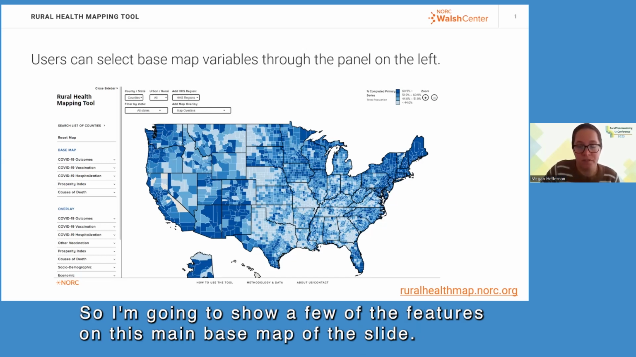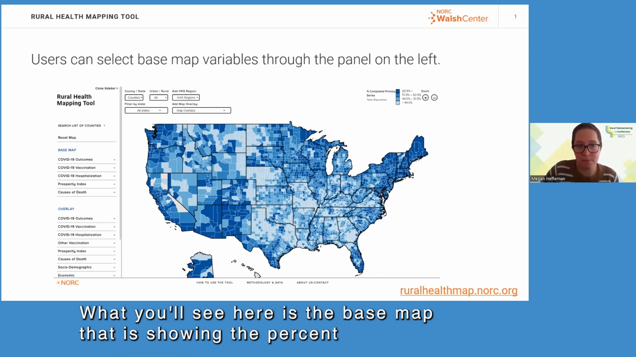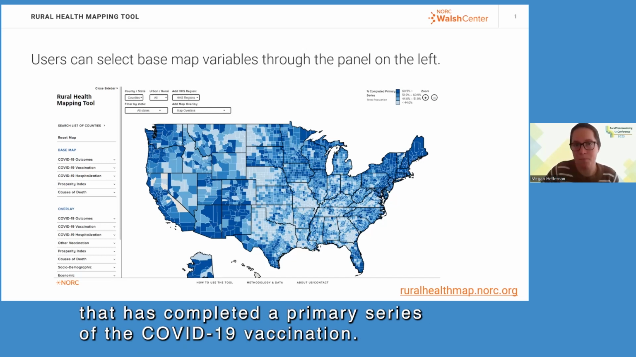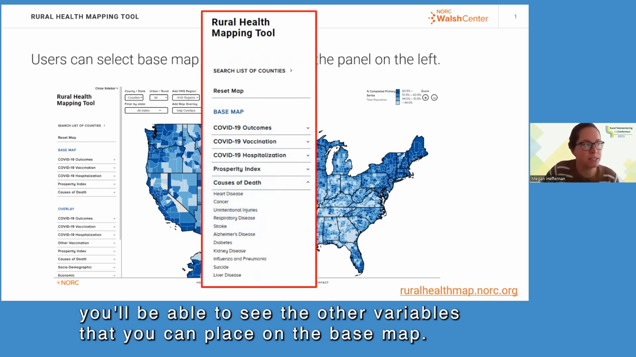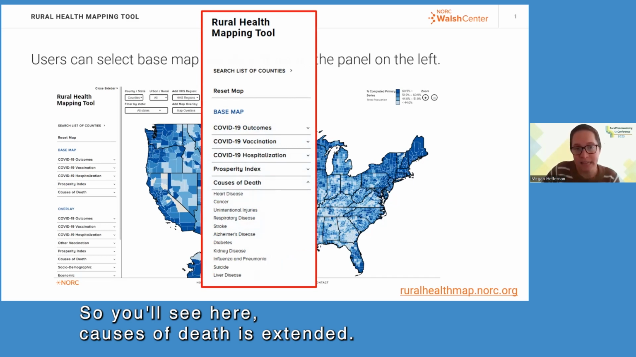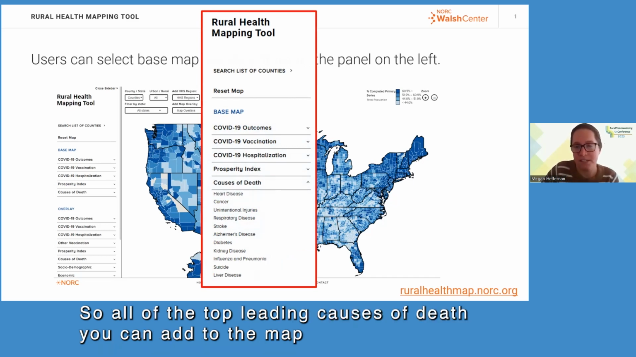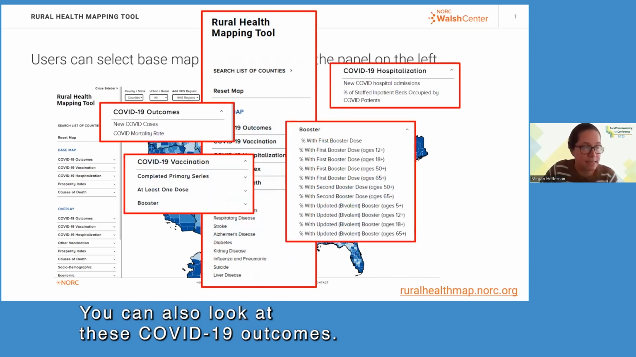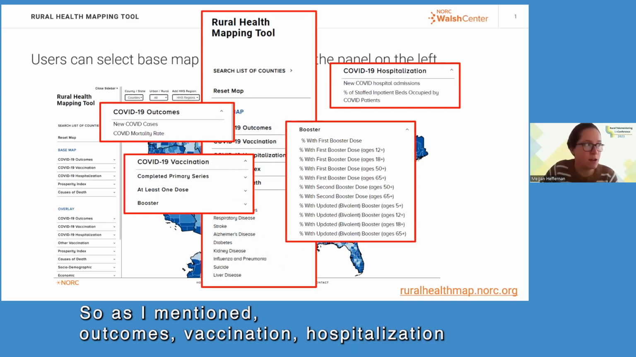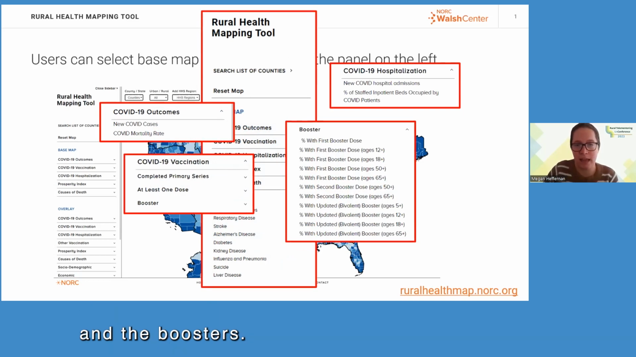So I'm going to show a few of the features on this main base map of the slide. What you'll see here is the base map that is showing the percent that has completed a primary series of the COVID-19 vaccination. If you go to the left-hand panel, you'll be able to see the other variables that you can place on the base map. So you'll see here causes of death is extended. So all of the top leading causes of death, you can add to the map to see that on the base map. You can also look at these COVID-19 outcomes. So as I mentioned, outcomes, vaccination, hospitalization, and the boosters.